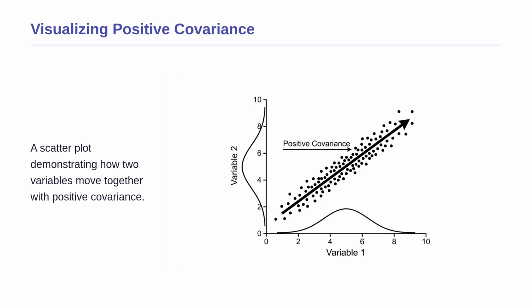As you move to the right along the horizontal axis, meaning variable 1 increases, the points consistently move higher on the vertical axis, meaning variable 2 increases. The bell curves on the axes show the individual variances, but the upward slope shows how they move together.